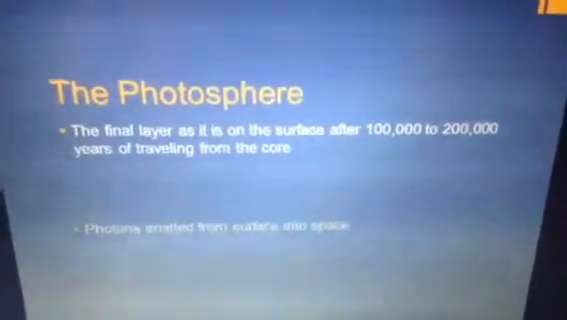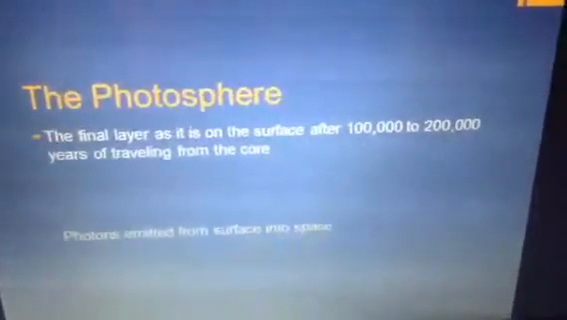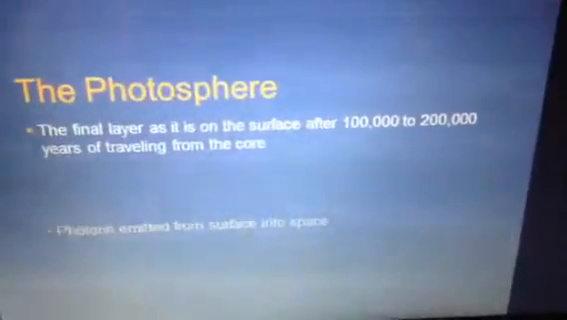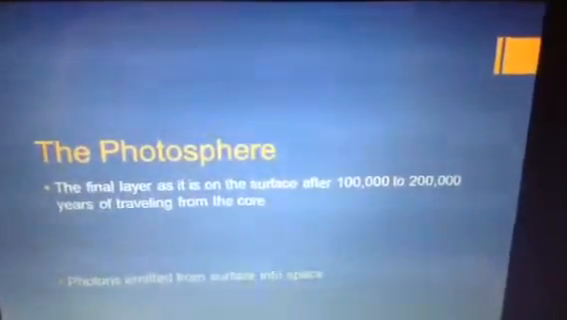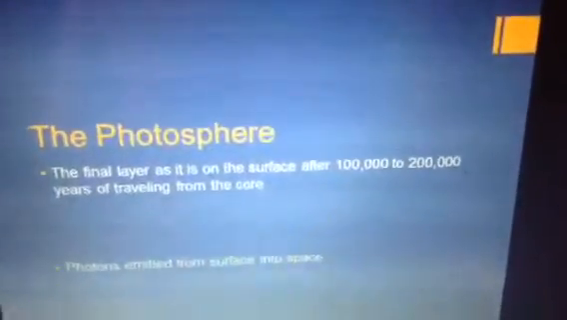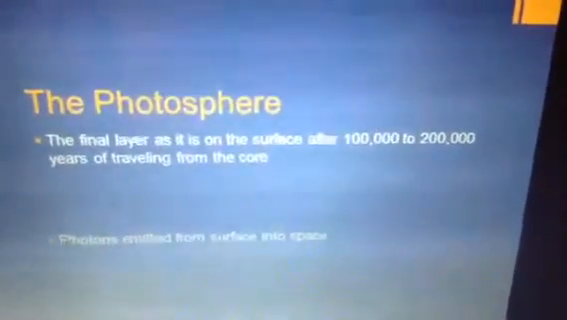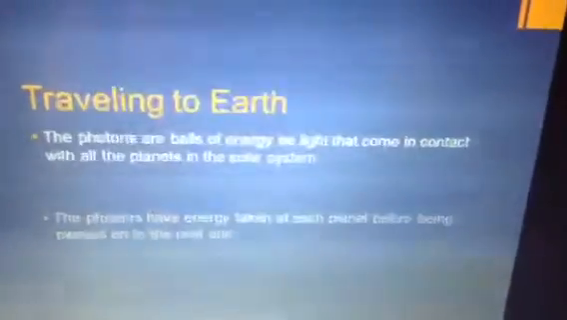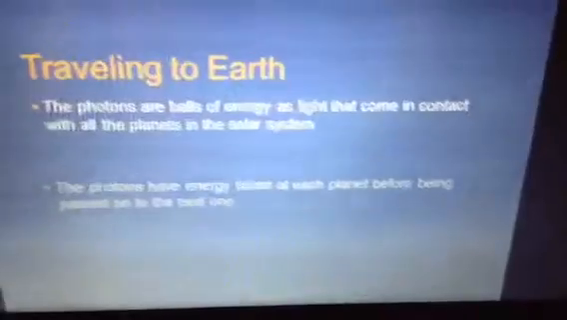Which brings us to the final layer that I said was so important, the surface, known as the photosphere, which is the atmosphere of this gas ball, huge star known as the sun. And after 100,000 to 200,000 years of traveling from the core, it finally reaches this photosphere. And at the photosphere is when we see, like the flares in the sun's layers picture, emitted out into space. At that point, it begins to travel through space into Earth.